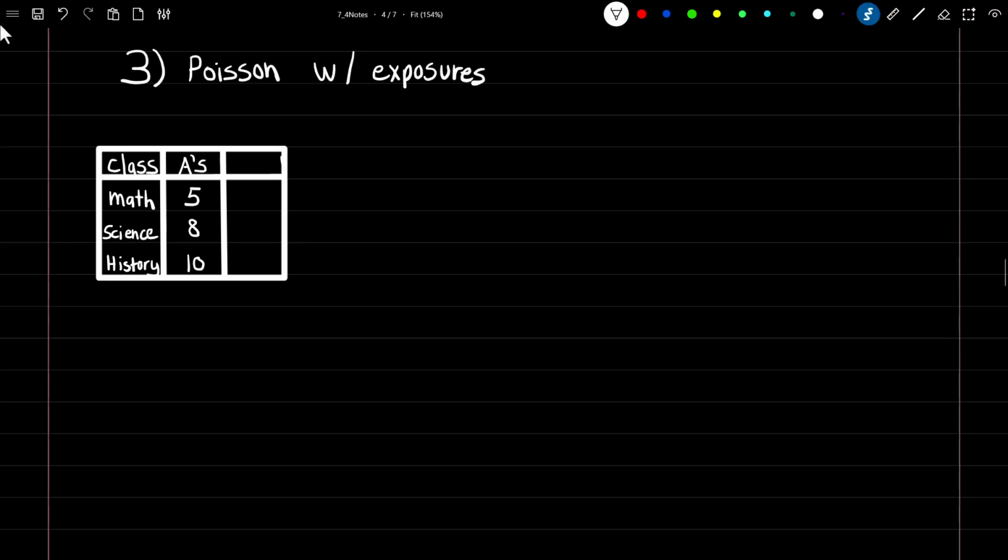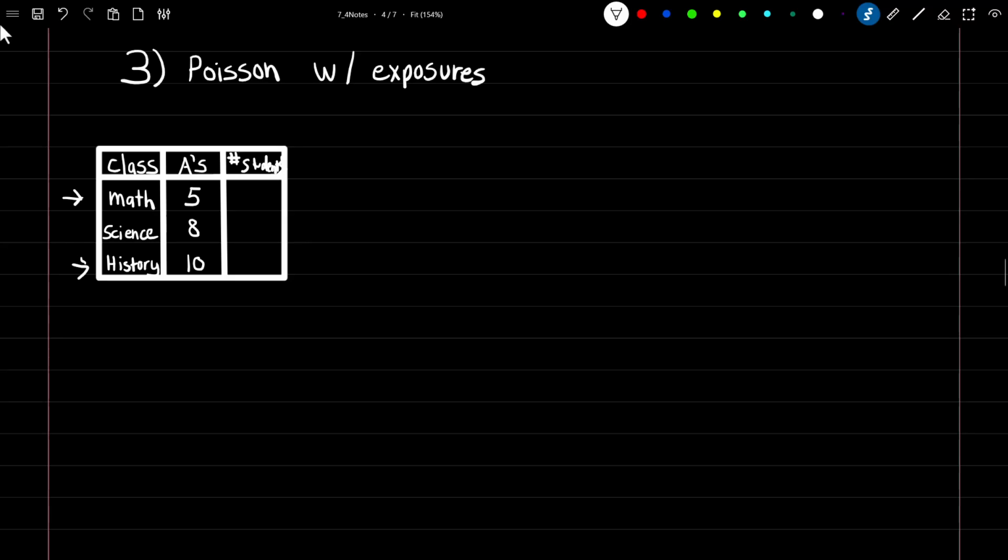Poisson regression with exposures. Let's say you had 3 classes, math, science, and history, and you were trying to decide which one was the easiest based off the number of A's that they gave out. By looking at this information alone, you would say that history is probably the easiest because they got the most A's, and math's probably the hardest because it got the least amount of A's. But let's say we add an extra variable now, which is the number of students.